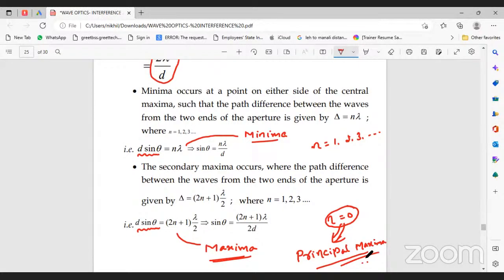So please remember this condition, Ajay. Path difference d sin theta should be equal to n lambda for minima, and d sin theta should be equal to (2n+1) lambda by 2 for the maxima.